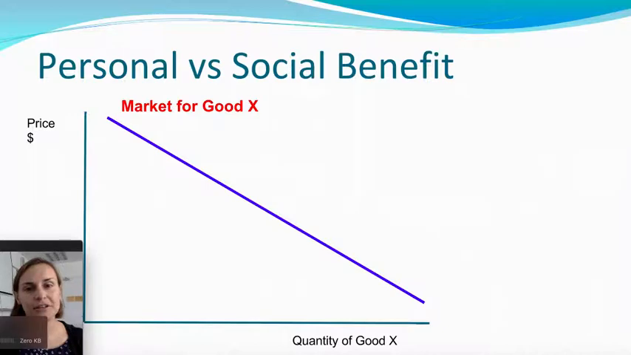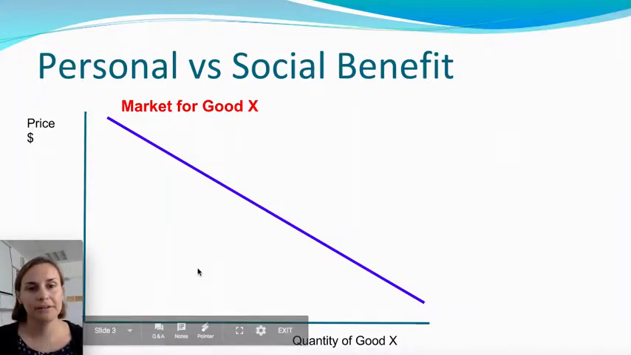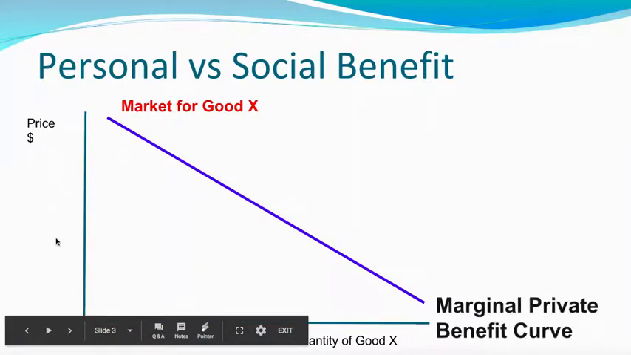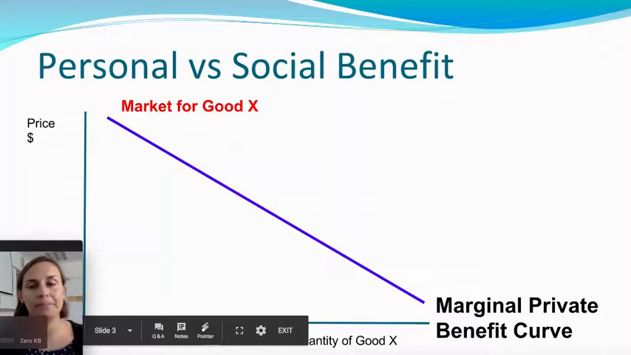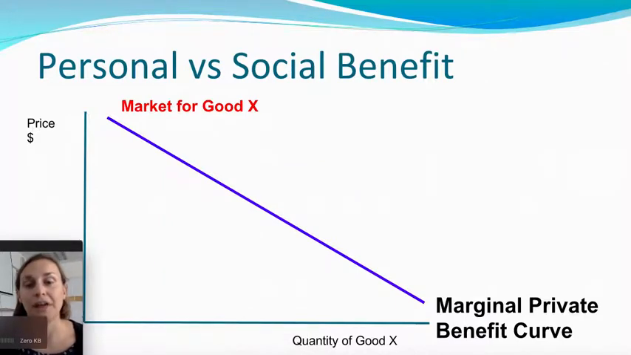So for starters, we have a curve that looks pretty similar, right? You might call this a demand curve. We have a market for, say, a good X and a downward sloping curve. So in this unit, we're going to call demand curves marginal private benefit curves. It's a long name, so we're going to say MPB for short.